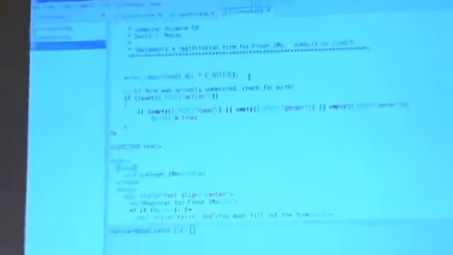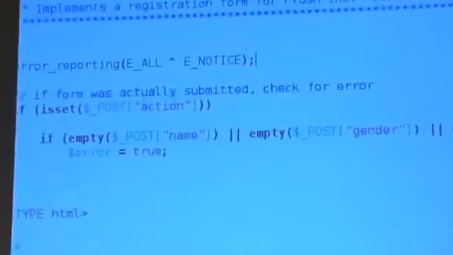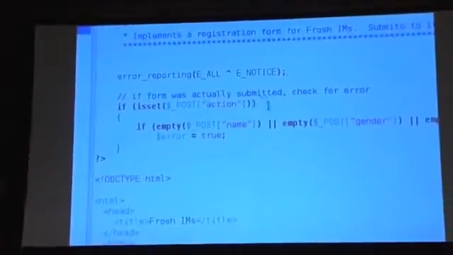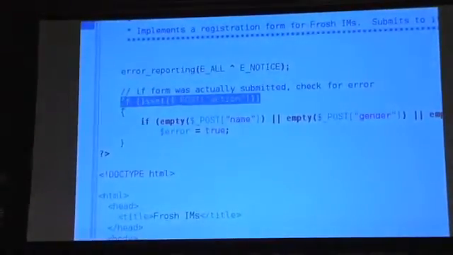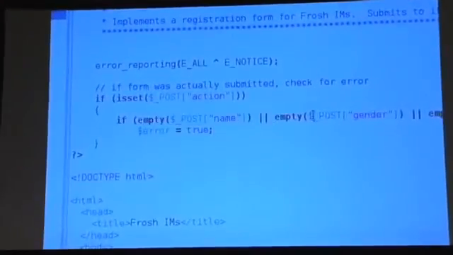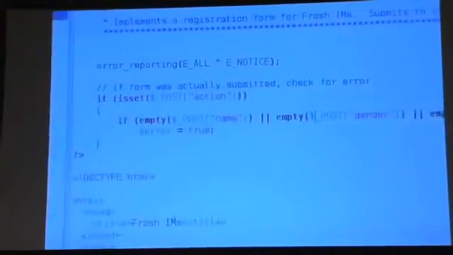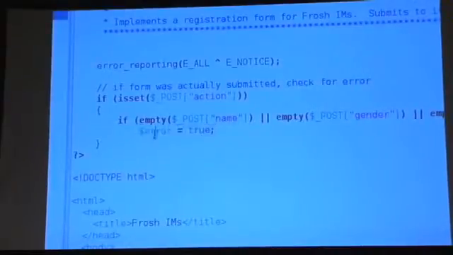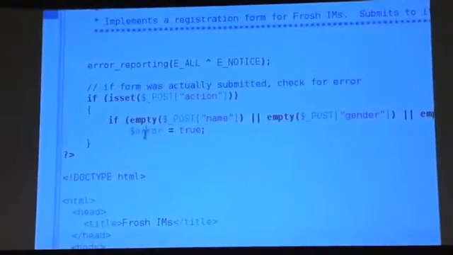So if we now go to frosh.iams4.php, you can ignore this notice line up here. Let's see what's actually going on. So if the form was submitted, so if post action was submitted, and if name is empty, or gender is empty, or dorm is empty, notice that I'm setting a variable called $error equal to true.